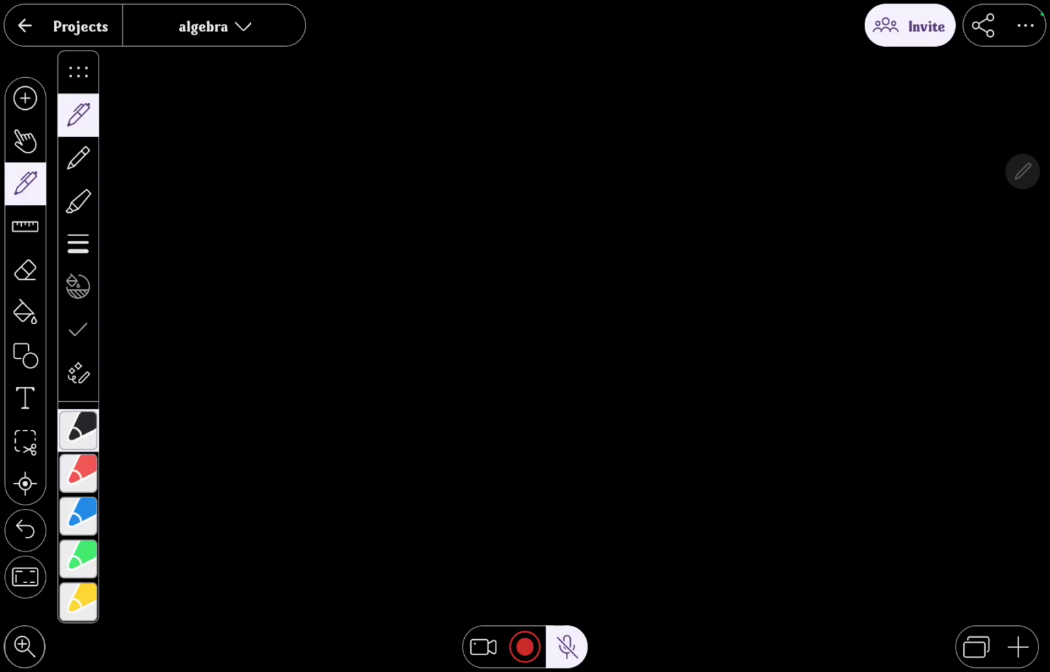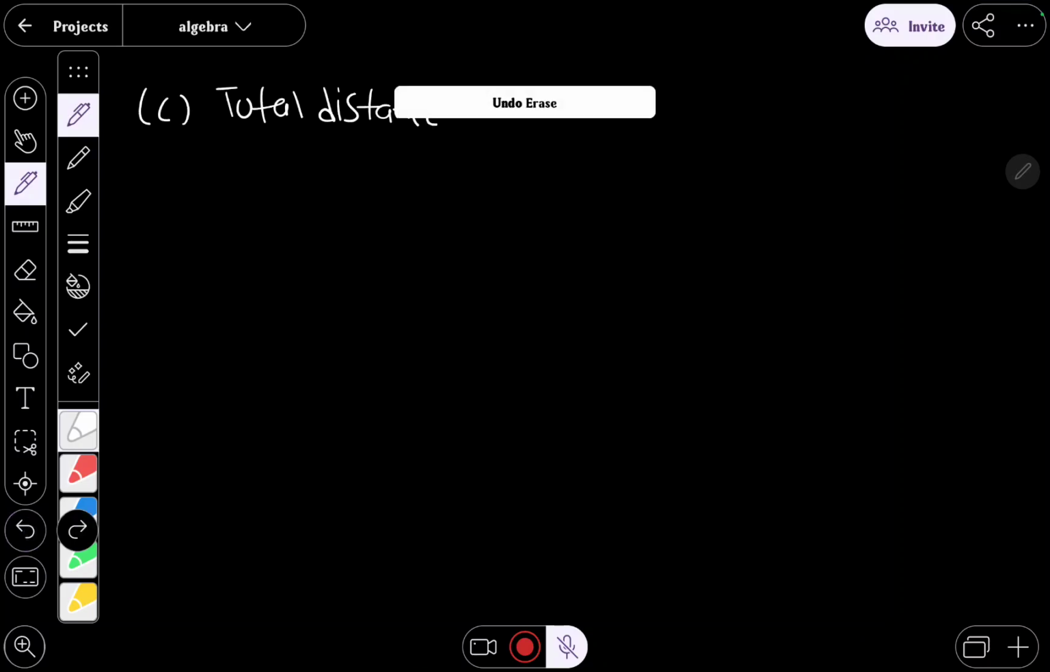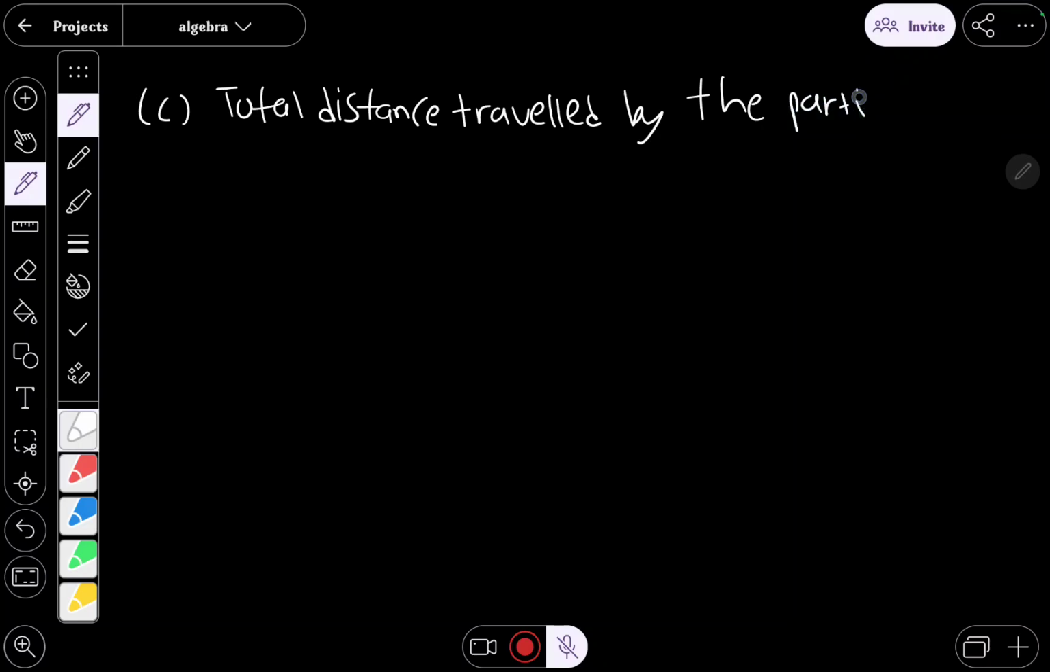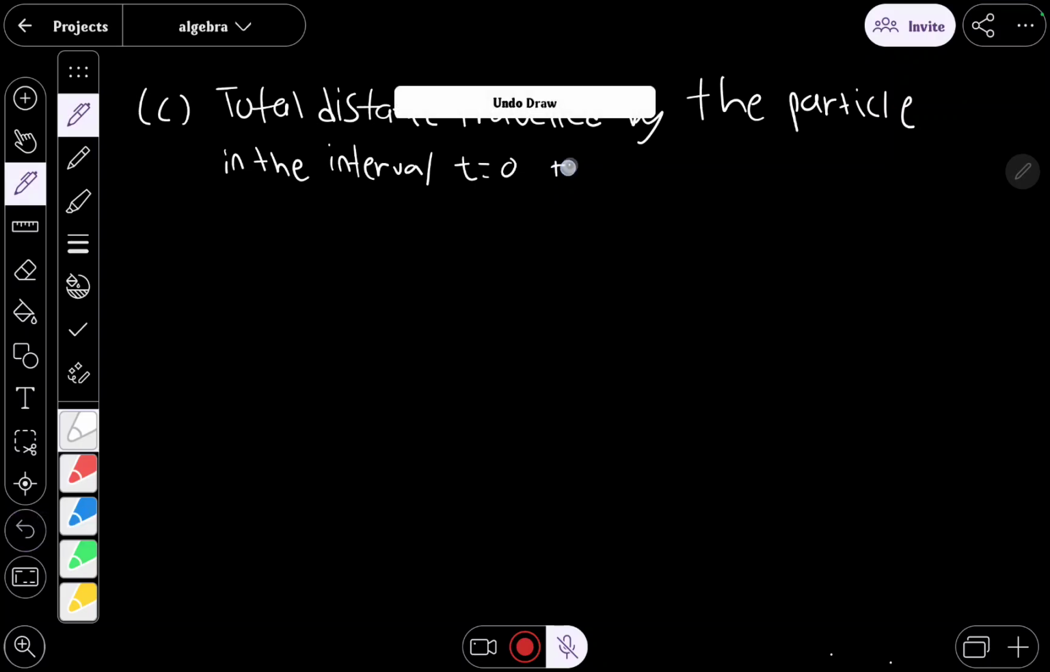Alright, so this is the Admiralty Secondary paper 2 question 6. For part C, what do they want? They want the total distance traveled by the particle in the interval t equals 0 to t equals 5 pi over 12.